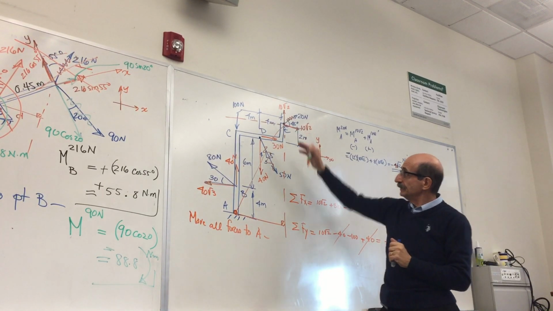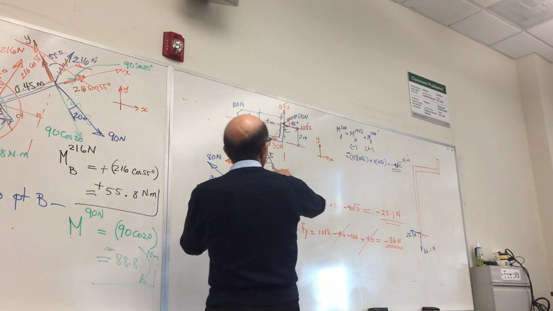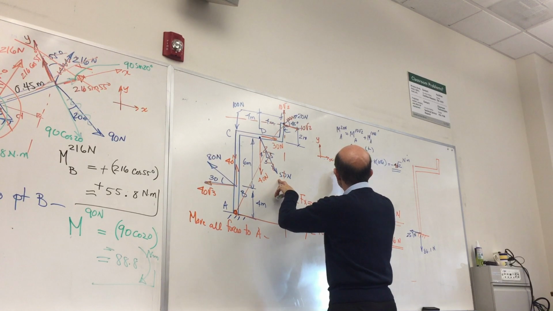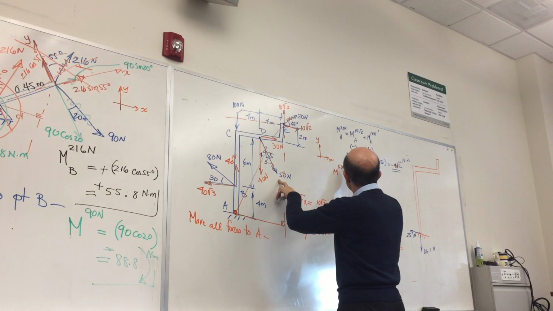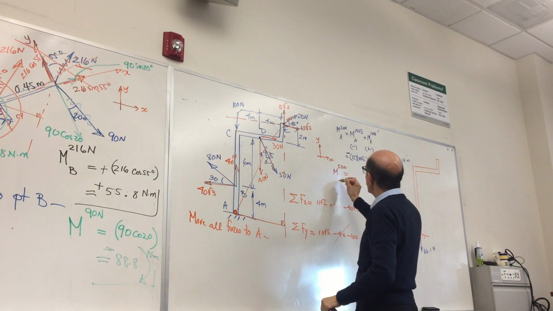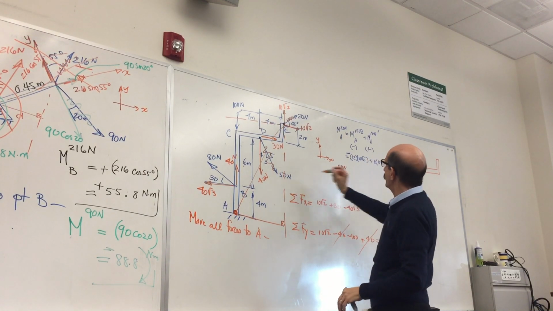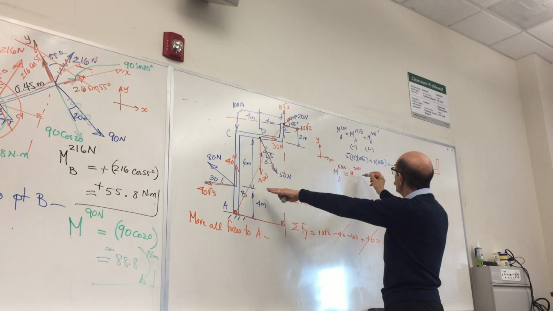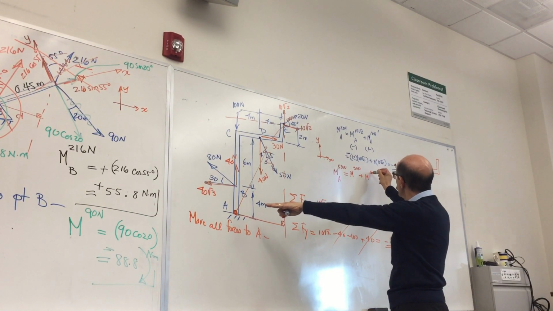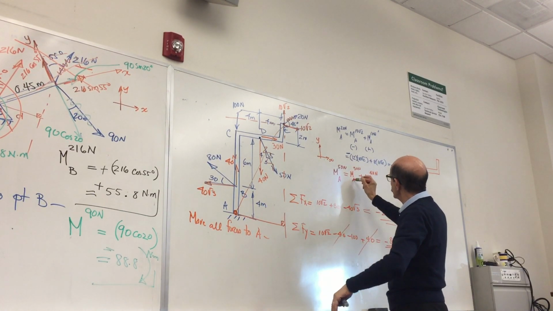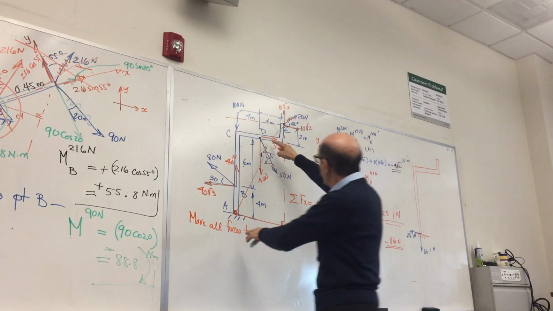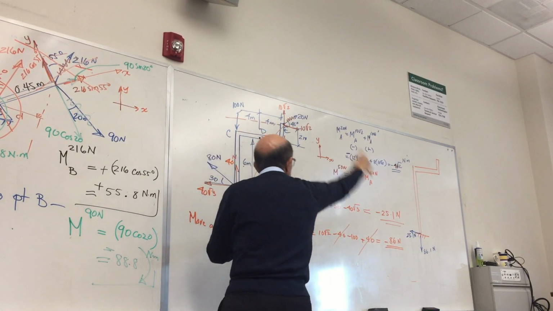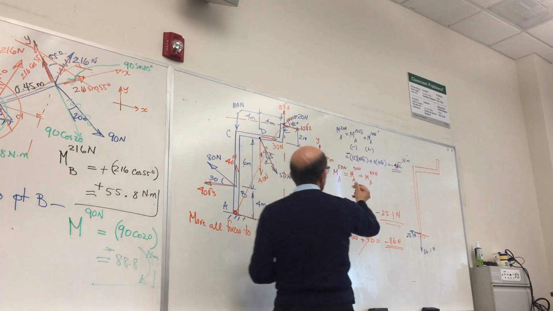Negative 40. Thank you. Okay, so that's for that. Same thing here. The moment of this 50 Newton force about point A would be the moment of that 30 Newton plus the moment of this 40 Newton about A. This one is going to rotate again clockwise, so this would be negative.